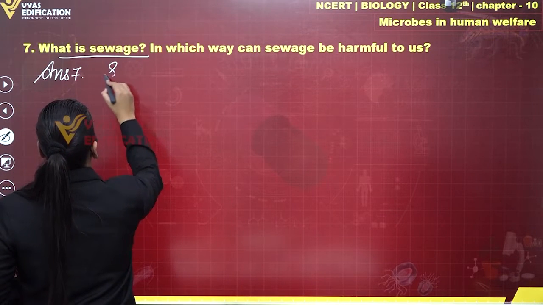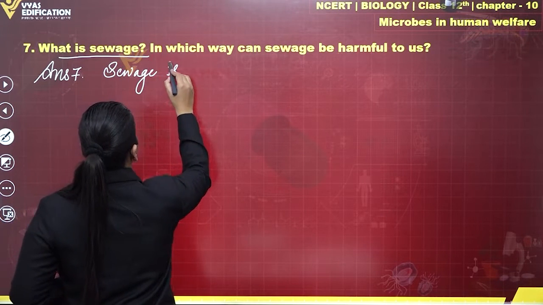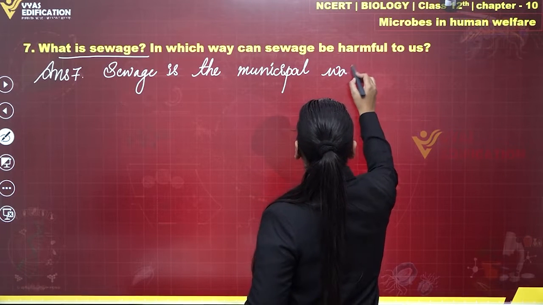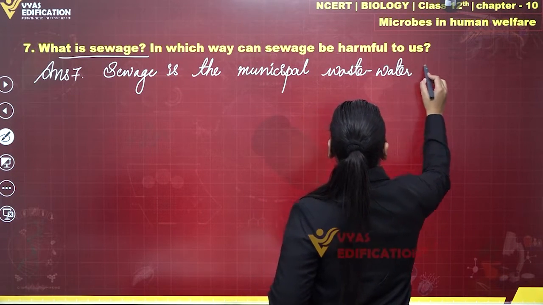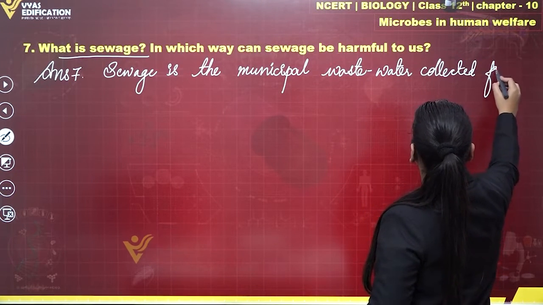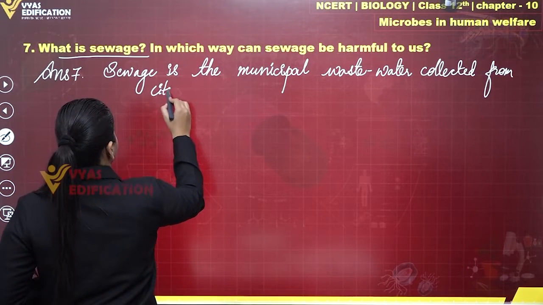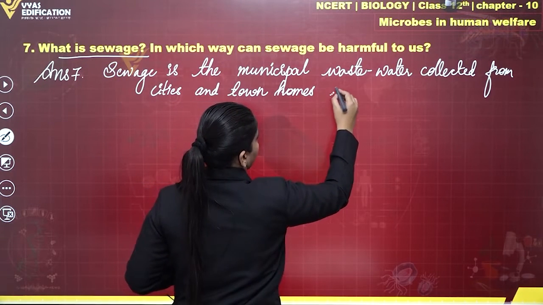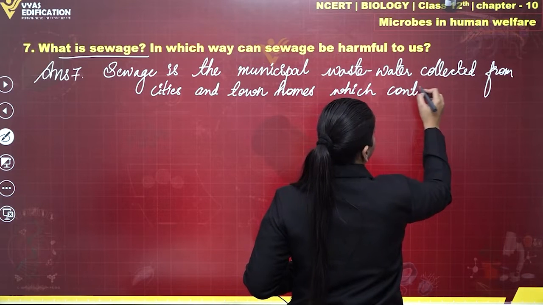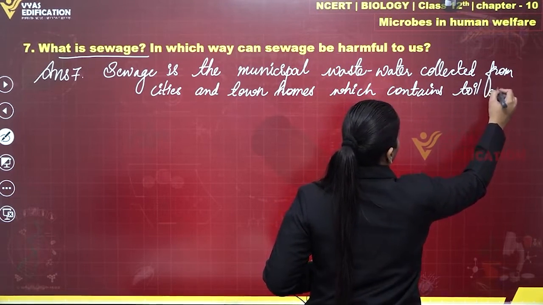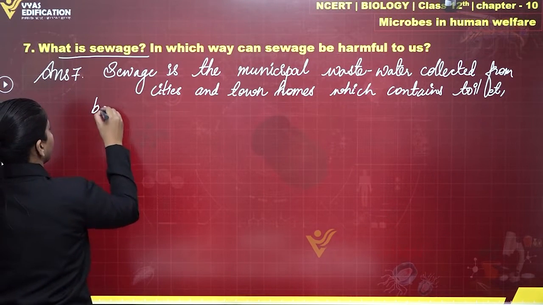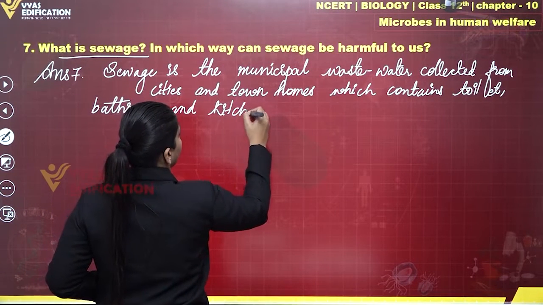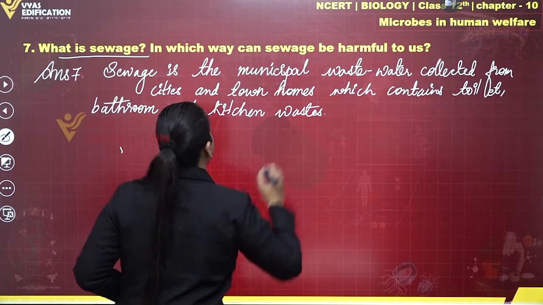First of all, we'll write what is sewage. So sewage is the municipal waste water collected from cities and town homes which contains toilet, bathroom and kitchen wastes.